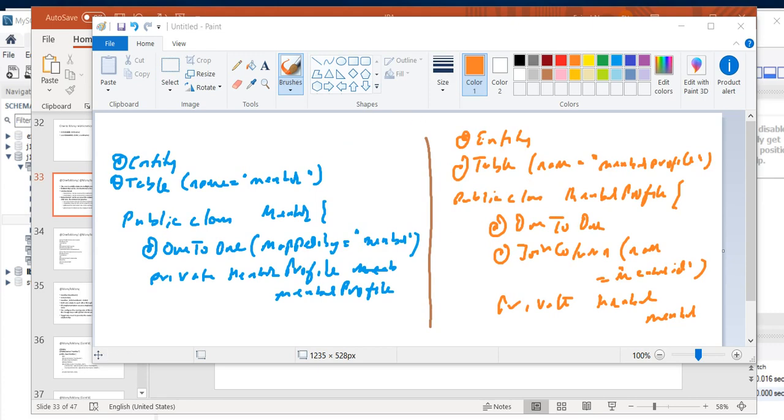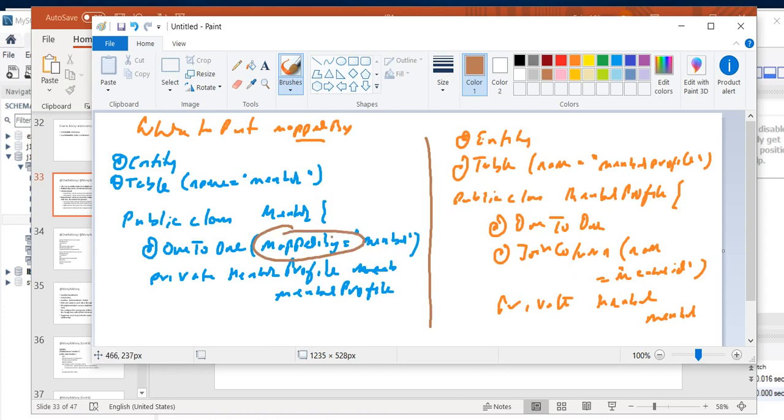So the question is that where to put mapped by. Okay, so that means where we are going to put this one mapped by, and where we are going to put the join column. Okay, this is something important. Remember that this is a one-to-one relationship, and the member one-to-one is a member profile. Now look at the relationship over here.